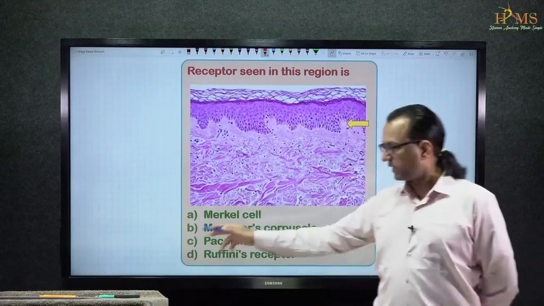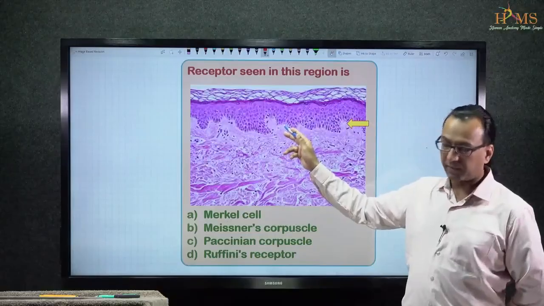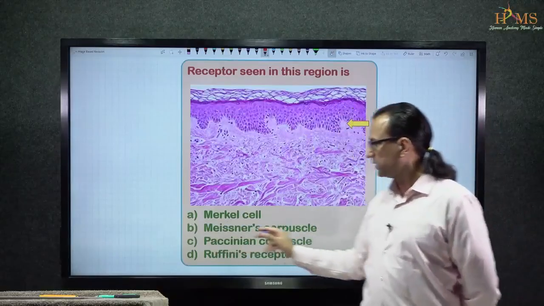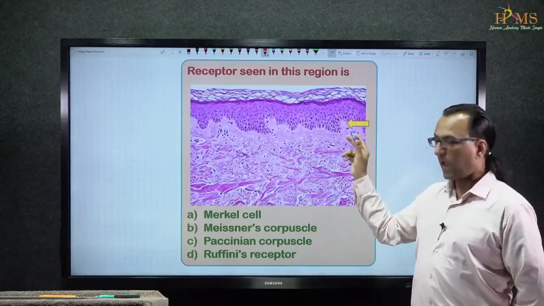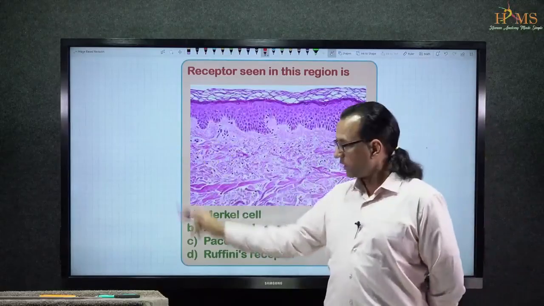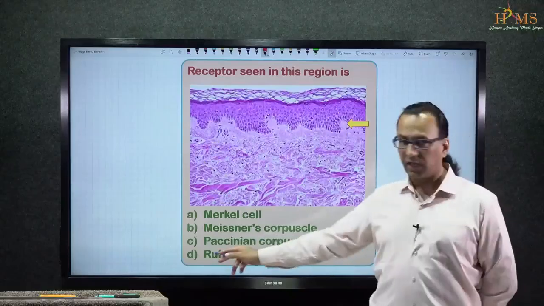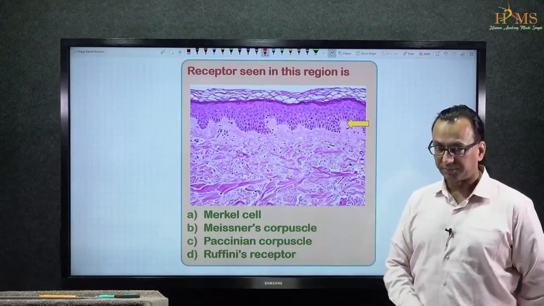If you say Merkel cell, actually Merkel cell will be in the basal layer of the epithelium. When it comes to Meissner corpuscle, that could be our answer because it is at the dermo-epidermal junction in the superficial papillary layer of the dermis. As for Pacinian or Ruffini, they will be in the deep dermis, and that is the deep reticular layer of the dermis.